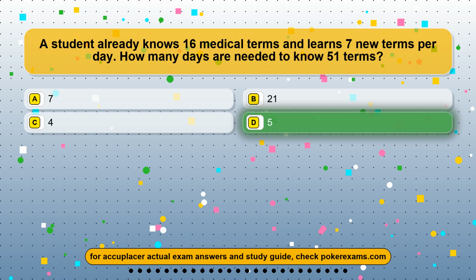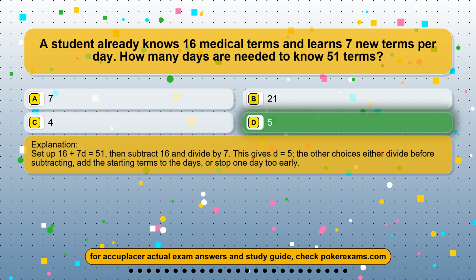The correct answer is option D, 5. Set up 16 plus 7d equals 51, then subtract 16 and divide by 7. This gives d equals 5. The other choices either divide before subtracting, add the starting terms to the days, or stop one day too early.